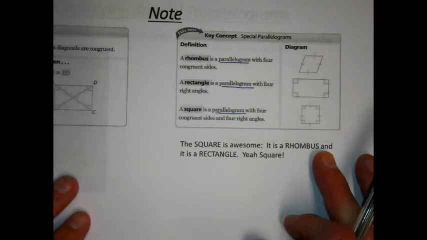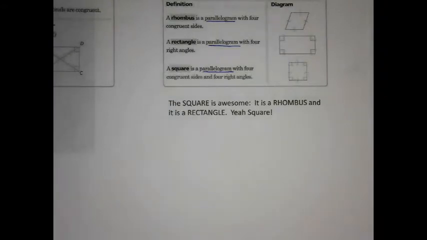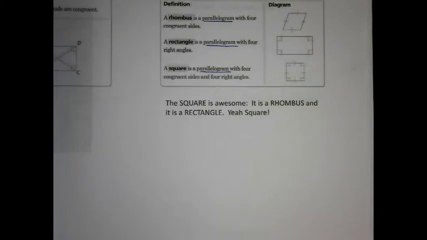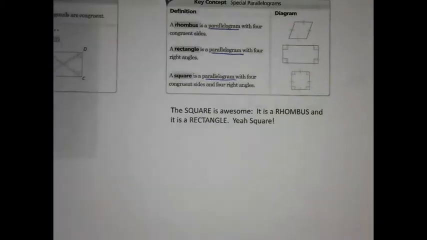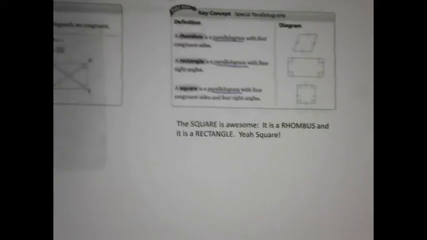And then my favorite and yours, the square. The square is this awesome thing because it has four congruent sides and four right angles. So the square is awesome because the square is a rhombus and the square is a rectangle. Squares are so cool. Anyway, those are the notes. So let's do some work. Let's see some examples of work.